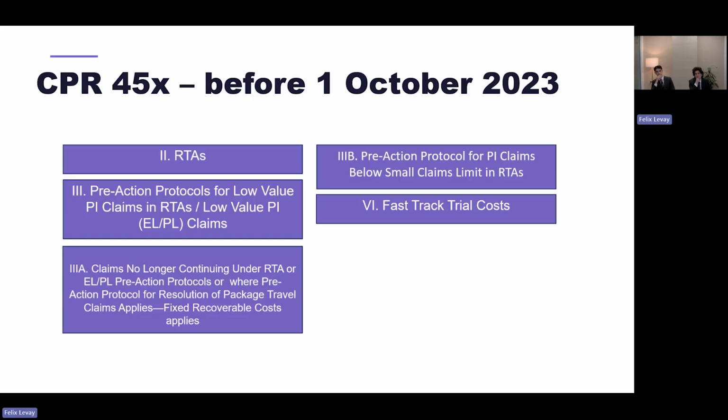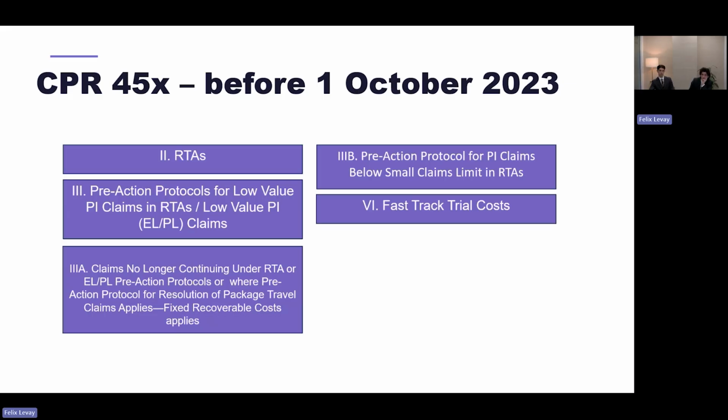So before the 1st of October 2023, system as was, CPR 45 had a section dealing with RTAs, a section dealing with pre-action protocols for low value PI claims and RTAs and low value ELPL claims. Section 3A dealt with claims that had fallen out of those protocols. Section 3B dealt with pre-action claims under the pre-action protocol for PI claims below the small claims limit and RTAs. And Section 6 dealt with fast-track trial costs. Now, of course, fast-track trial costs was essentially the cost of representation at a final hearing. So it limited those costs, but it did not impact the costs before that point.